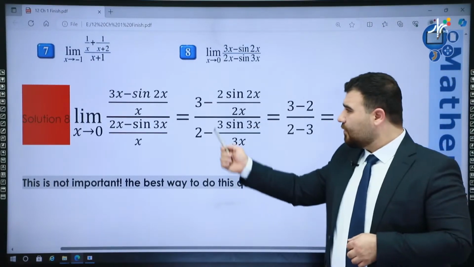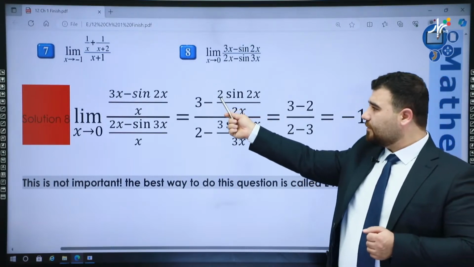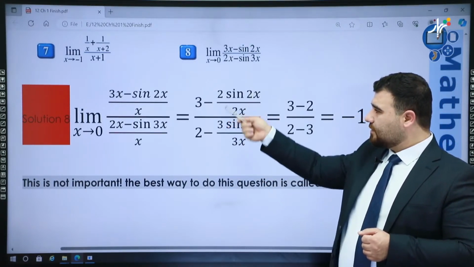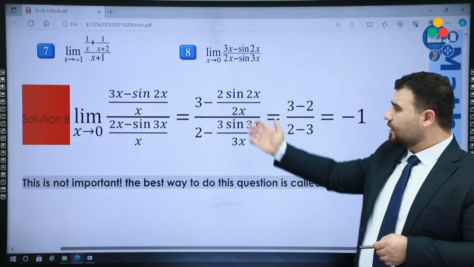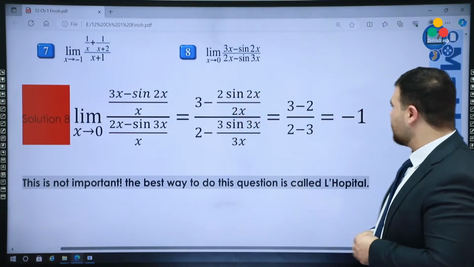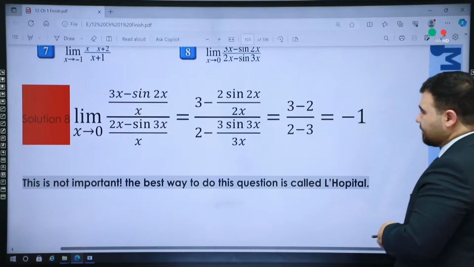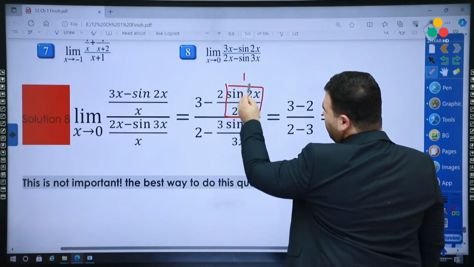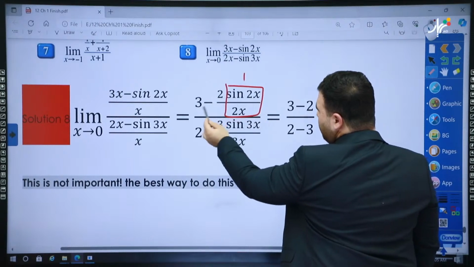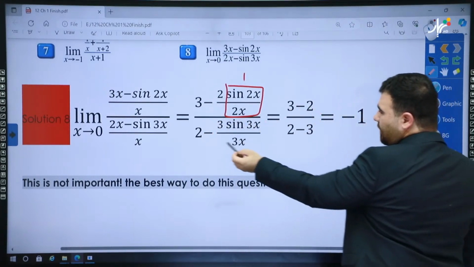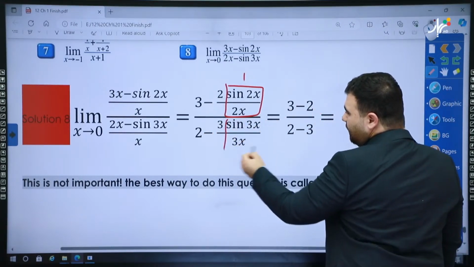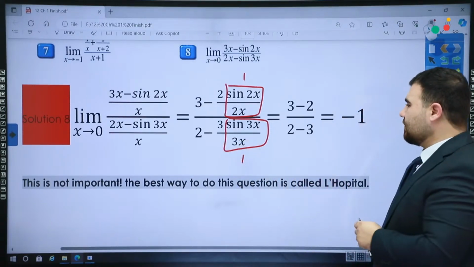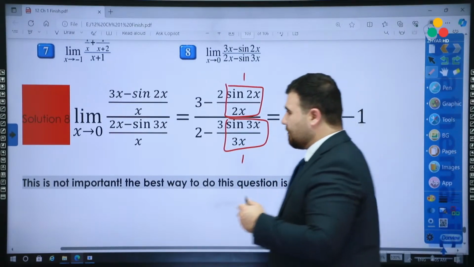Then, according to the rules we know, that will be 2 sine 2x over 2x, so they cancel out. This part will be 1 times 2, 2. According to the rule we know, that is 1. 1 times 2 is 2. Then 3 minus 2 is up. According to the rule we know, this part is equal to 1. 1 times 3 is 3. Then 2 minus 3. Result is negative 1.